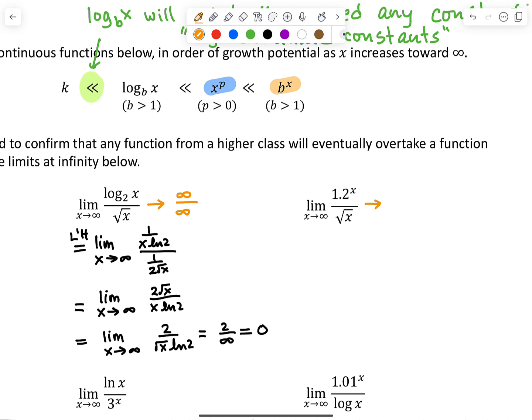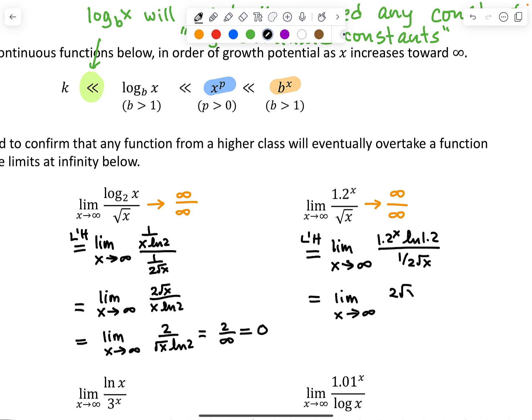1.2 raised to the x will approach infinity as x does, and square root of x will approach infinity as x does. So we use L'Hopital's rule. The derivative of 1.2 to the x is itself times the natural log of that base, and the derivative of square root of x is 1 over 2 square roots of x. I'm going to invert and multiply, and we get 2 square root of x times 1.2 to the x times natural log of 1.2. No more denominator at all.